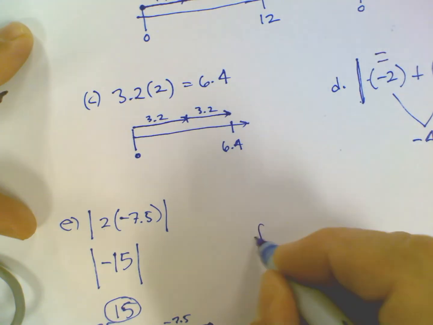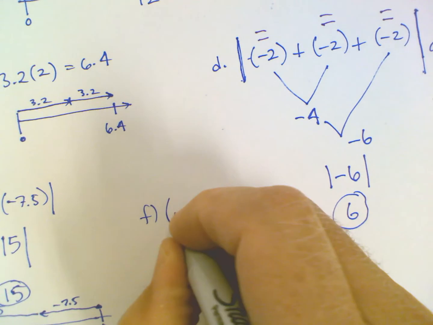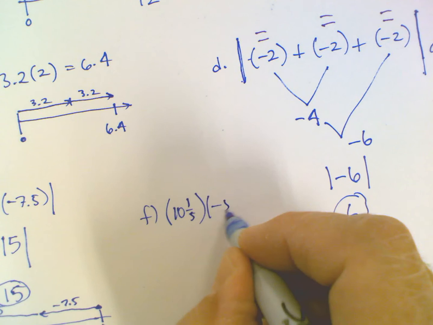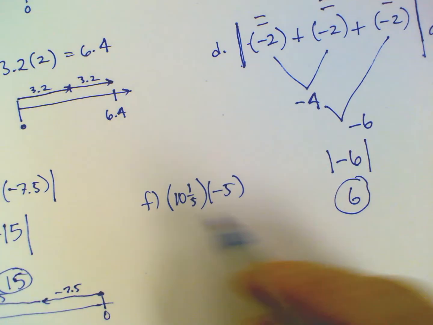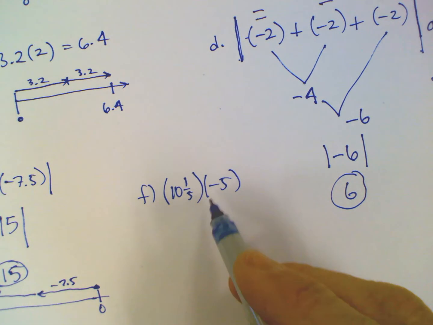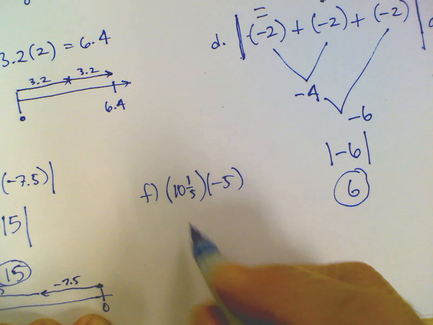And last one, F. F says 10 1/5 times -5. So in this case, we're just multiplying a positive times a negative. So I know my answer is going to be negative. I don't have any absolute value signs.